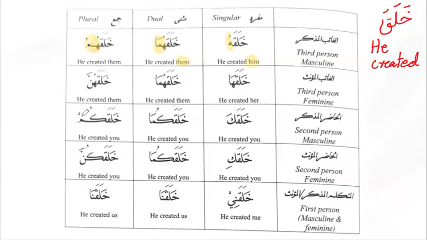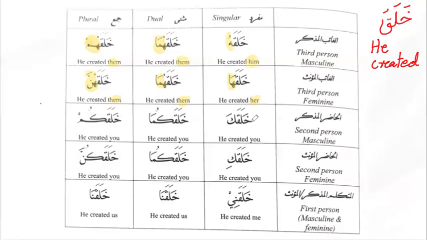Khalaqahum. He created them. What's the difference between the two? Hum is indicating a group of males. Very good. Khalaqaha. He created her. Khalaqahuma. He created them. Khalaqahunna. Hunna. He created them all, referring to all females. He created all these females.